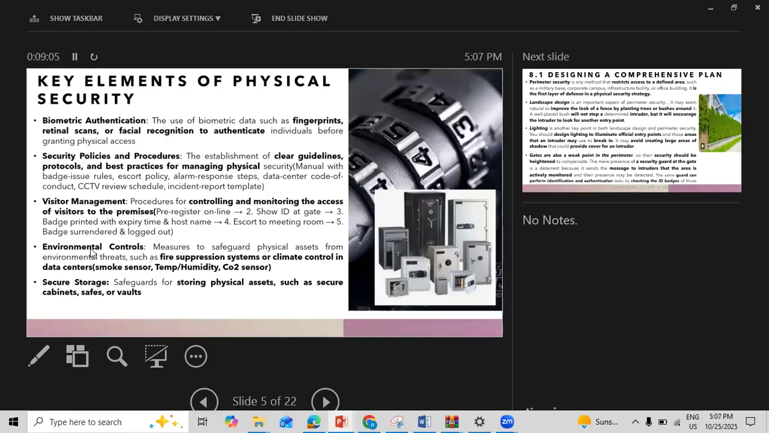Then climate control in data centers. I need to have a smoke sensor, temperature sensor, humidity sensor, CO2 sensor, all these sensors to control the fire and the temperature, everything in my company. Then secure storage. So storing the data of a company in a secure location. For that we also need cabinets, safes, walls, etc.